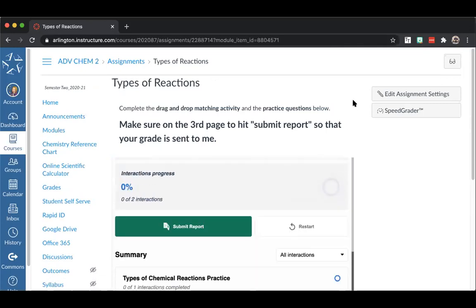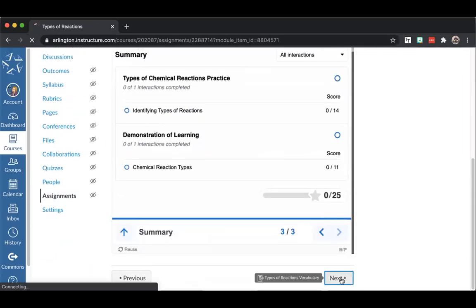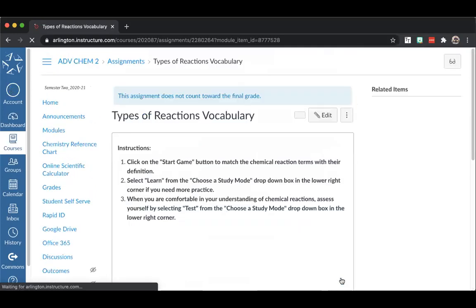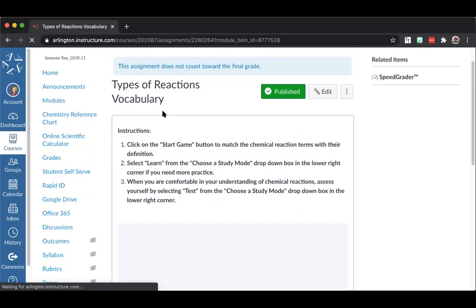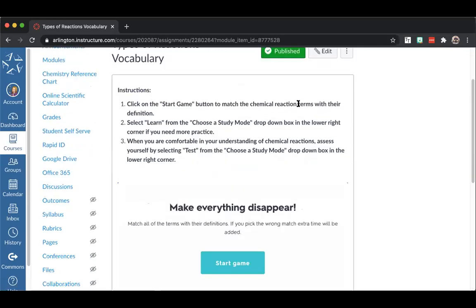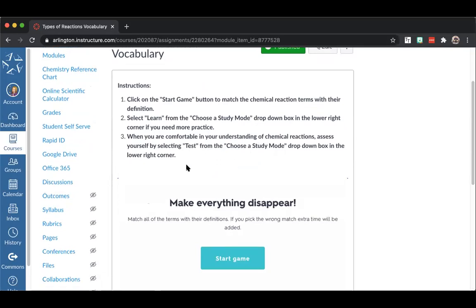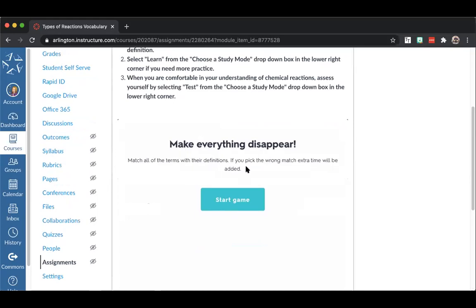Oh, let me go ahead and show you guys the other part. The extra practice that's on here, if you would like to do it, is this one right here. So you can see it doesn't count towards your grade, but it's types of reactions vocabulary. It says click on start game, and you're going to match the chemical reaction terms with their definition. You can select learn from the choose a study mode if you need more practice, and then it says when you're comfortable, you can assess yourself by selecting test or choose a study mode. And so it says make everything disappear, match all the terms with their definitions. If you pick the wrong match, extra time will be added.